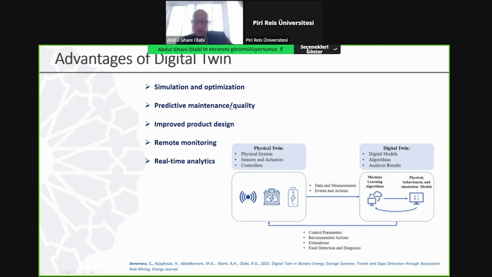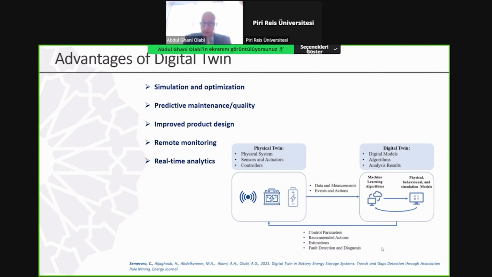So here, this is, for example, the digital twin. I have the physical twin, the physical system, with sensor, actuator, controller. I need sensor, actuator, controller because they give the data and measurements, events, and actions. It will go to the virtual. So here is the digital twin: digital model, algorithm, analysis result. Because I have the components here, I have the machine learning algorithm. We get all this information and analyze it, with physical behavior and a simulation model. It goes again to the machine learning, and later the outcome can go to the physical model.